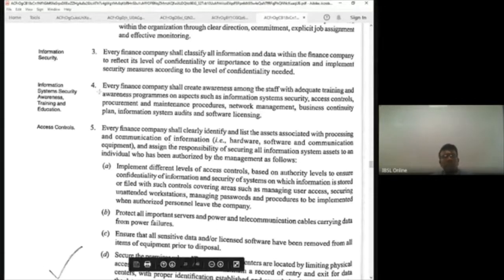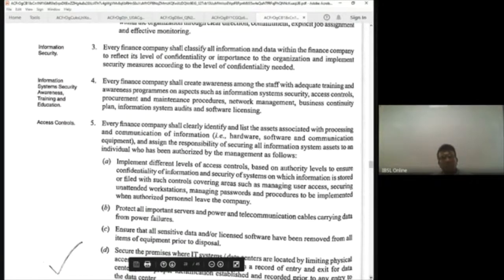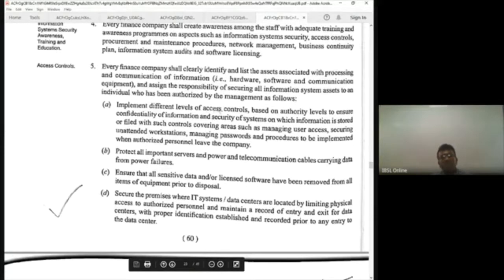Now let's read this part. Every finance company shall clearly identify and list the assets associated with processing and communication of information, for example hardware, software, and communication equipment, and assign the responsibility of securing all information system assets to an individual who has been authorized by the management, as follows. Implement different levels of access controls based on authority level to ensure confidentiality and information security of systems. Right? To protect all important servers and power and telecommunication cables, ensuring that all sensitive data and or licensed software have been removed from all items of equipment prior to disposal.